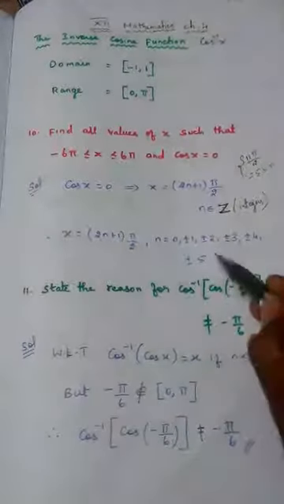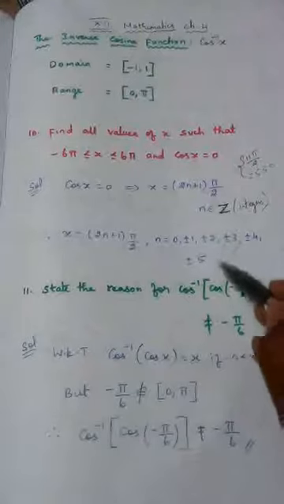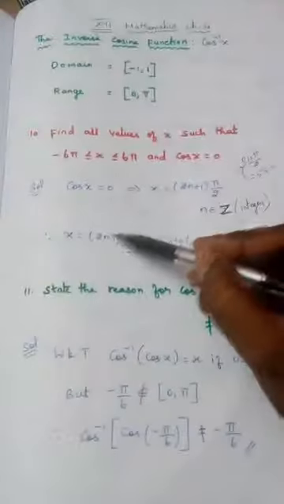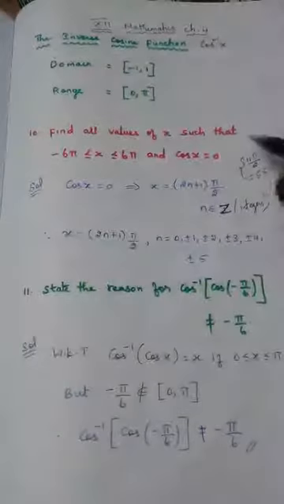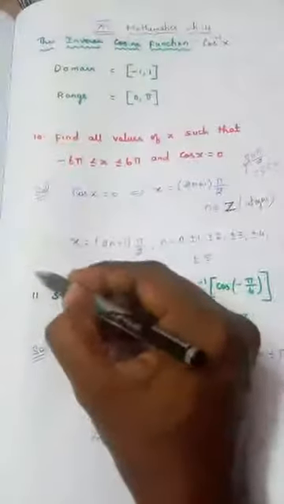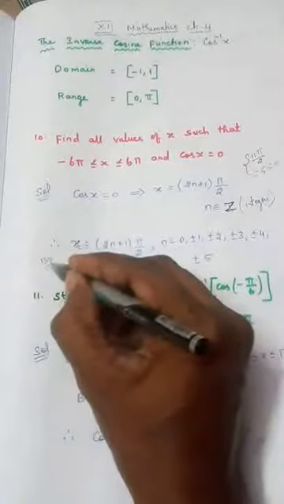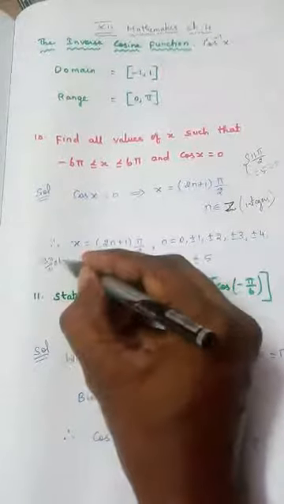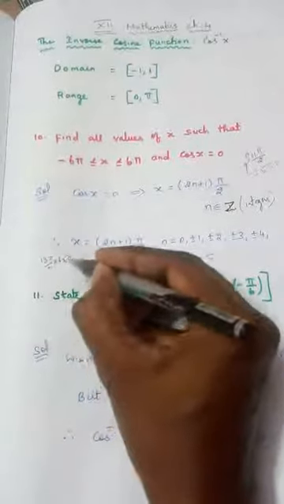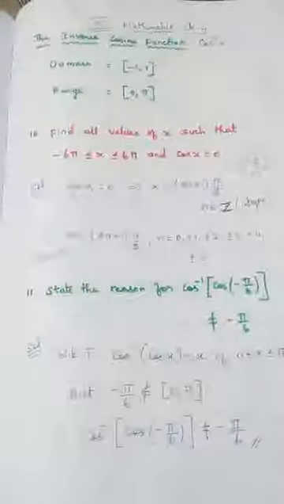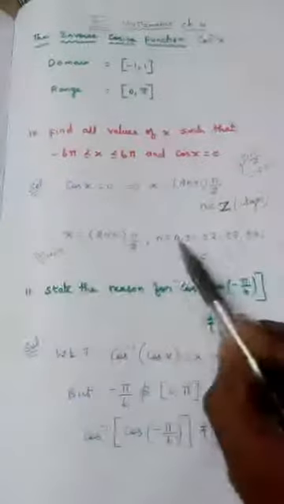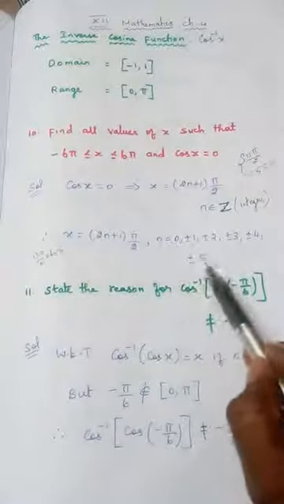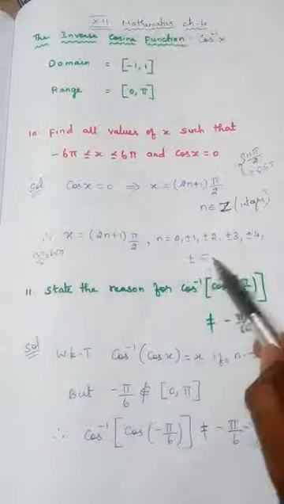Suppose if I put 6, plus or minus 6, what happens? If I put 6 here, 2 into 6, 12, 12 plus 1, 13, and 13 pi by 2, which is equal to 6.5 pi, goes out of this interval. Same thing for negative also. So that is why we are stopping with plus or minus 5 and not exceeding more than that.